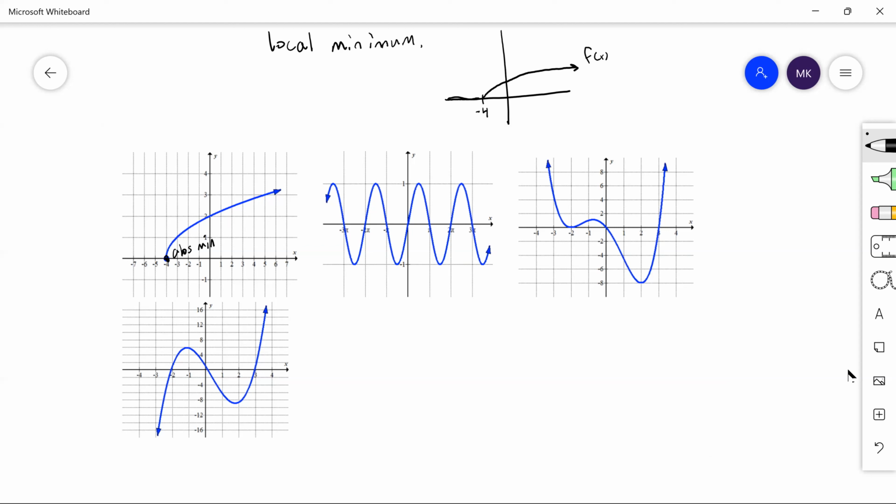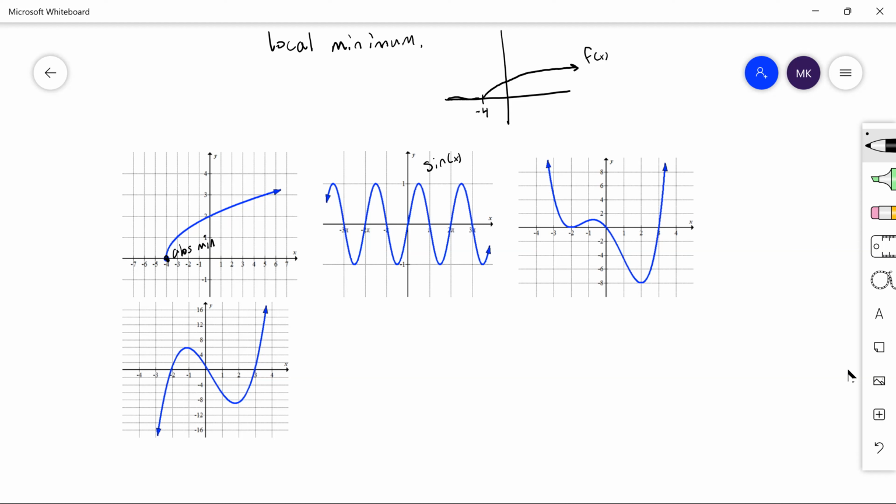We'll look at our next function. What is this second function here? What's this function? Sine? Yep. This is sine of x. This has infinitely many maximums and minimums.